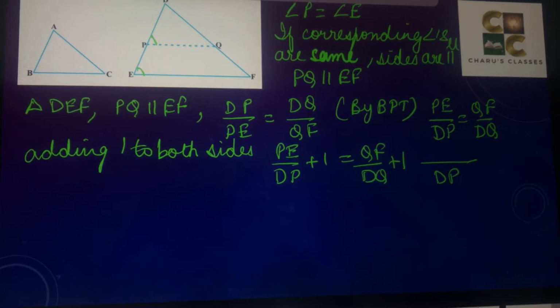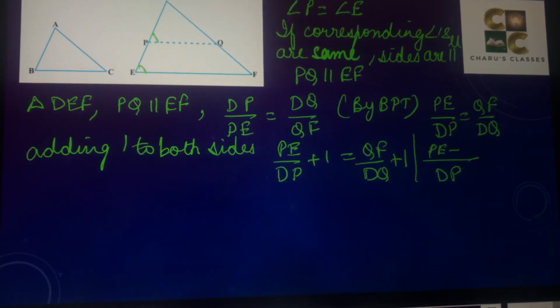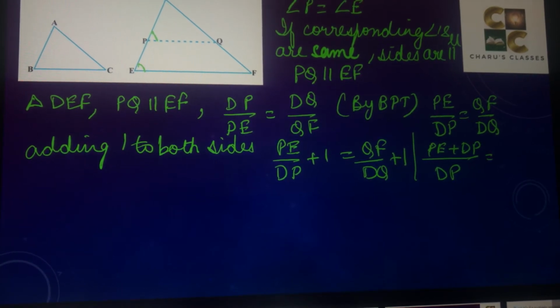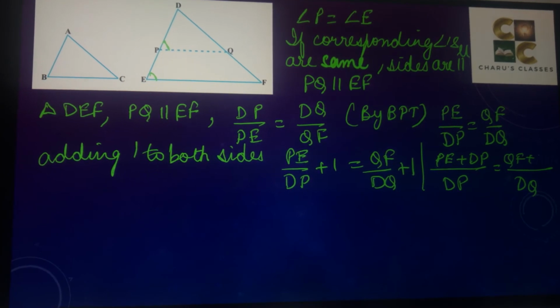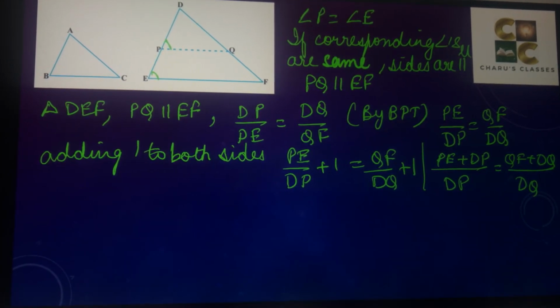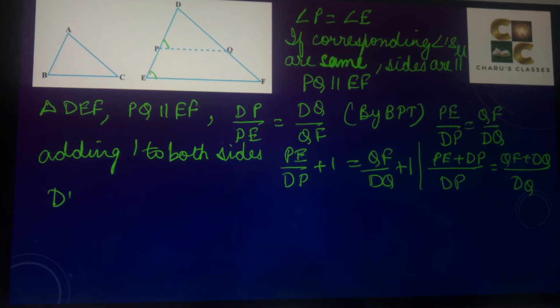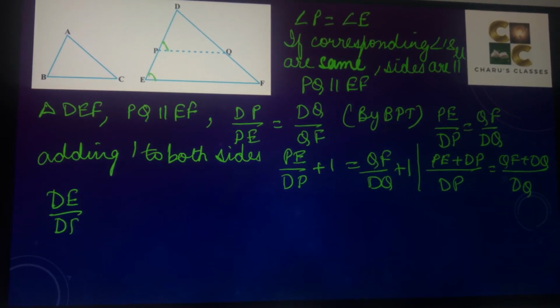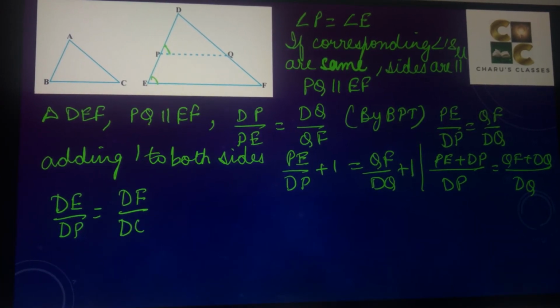So we can take DP as the common denominator. It will be PE plus DP, and here DQ as the common denominator, QF plus DQ. So PE plus DP, that is DE, DE by DP is equal to QF plus QD, that is DF. So that is DF by DQ.